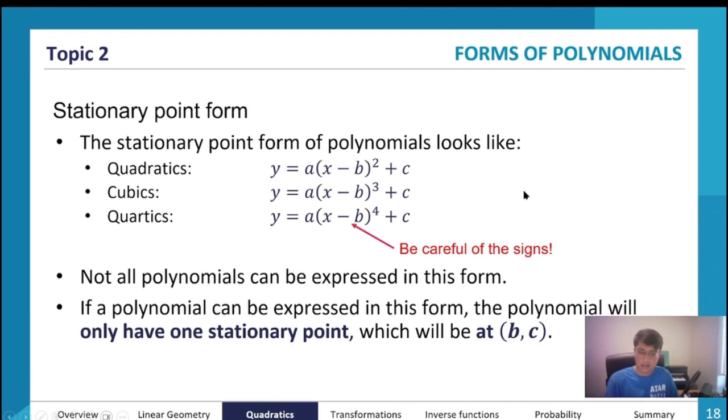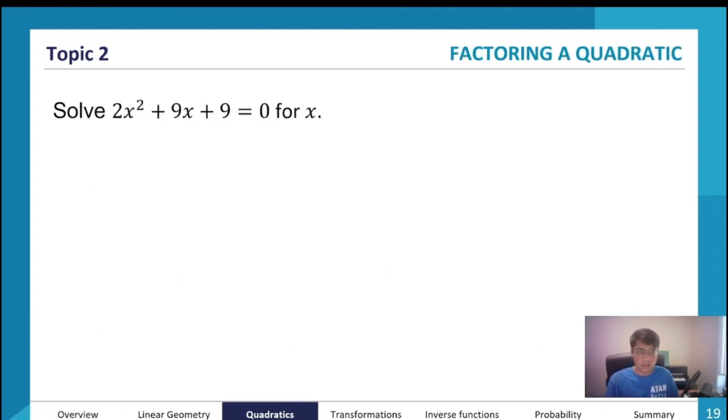All right, so we've got another question here. We need to try and solve this equation for x.